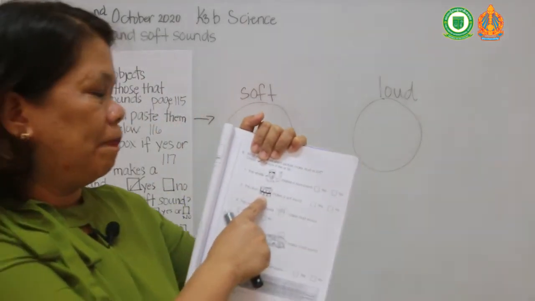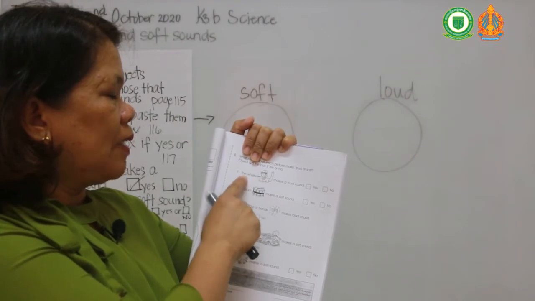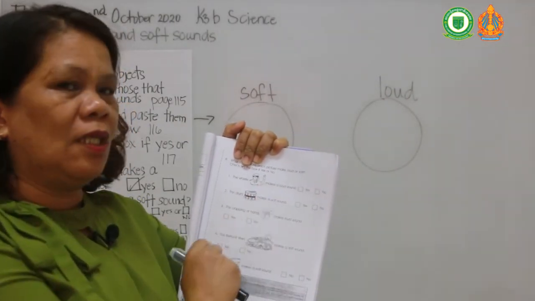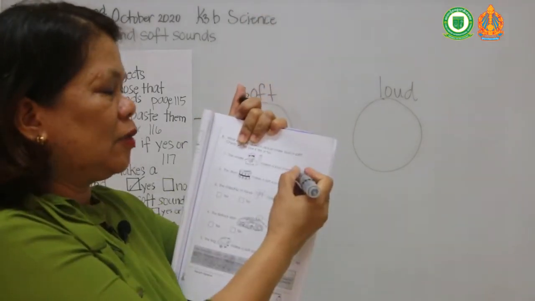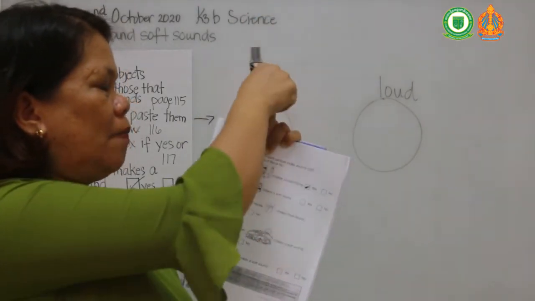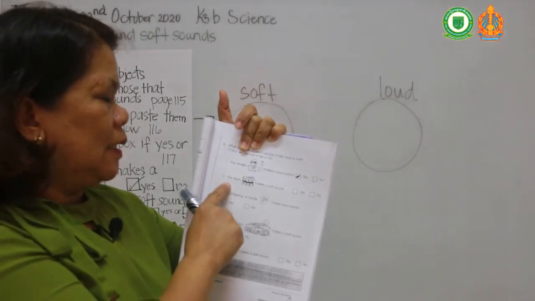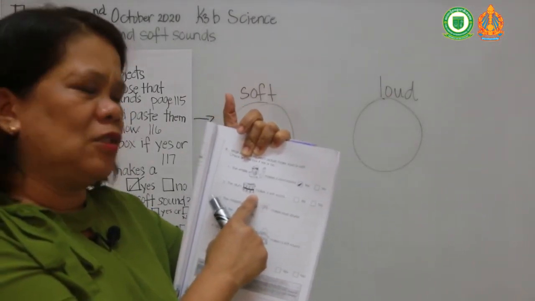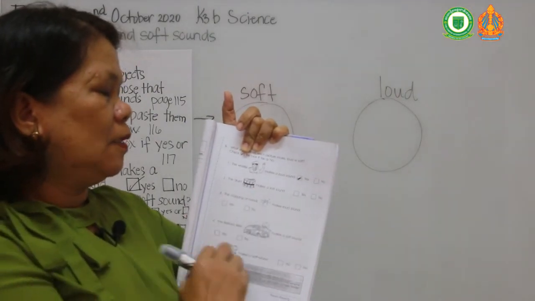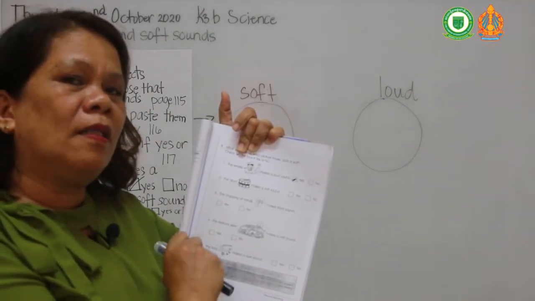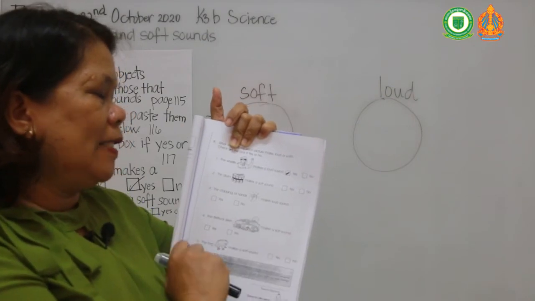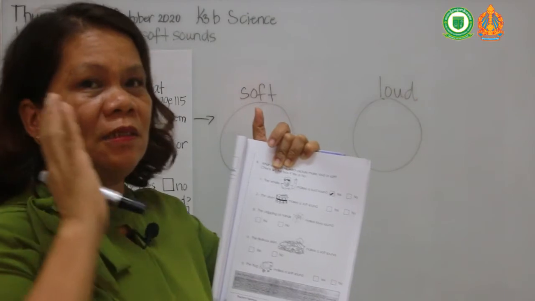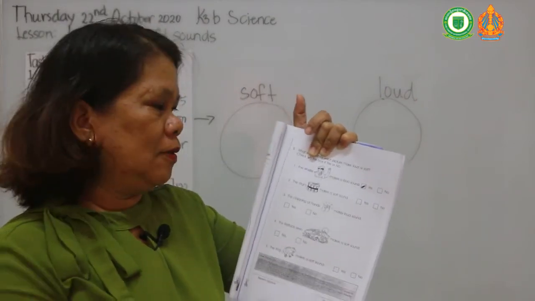This is drum. This is whistle. The whistle makes a loud sound, yes or no? If it is yes, you're going to check yes. About number 2, the drum makes a soft sound. Is this soft sound or loud sound? You're going to check or cross out. Alright? So you have to identify if it's soft or loud, okay?